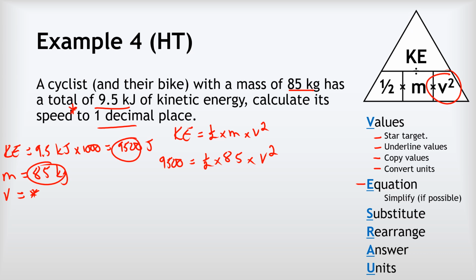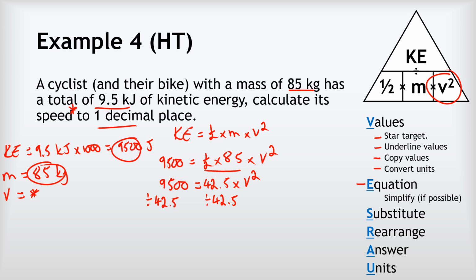Now, we've got half multiplied by 85, so we can simplify that to this: 9,500 equals half times 85, which is 42.5, times v squared. Now, to make v squared the subject, we've got to do the inverse operation of whatever's happening to it. So it is being multiplied by 42.5, so we divide by 42.5 because that is the inverse. And we have to do that to both sides to keep the equation equal.